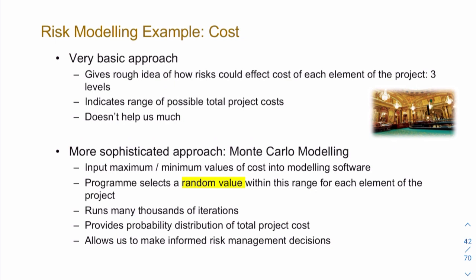I.e. you would underachieve. So a more sophisticated, more advanced approach is where you do some kind of numerical modeling. So you have all these minimum and maximum numbers, and you run your simulation, you run your modeling. It's called Monte Carlo simulation. You run it thousands and thousands of times, and that gives you a probability distribution. It won't tell you exactly how much something's going to cost, but it'll give you an idea of probabilities. And that allows you, very importantly, to make informed risk management decisions.